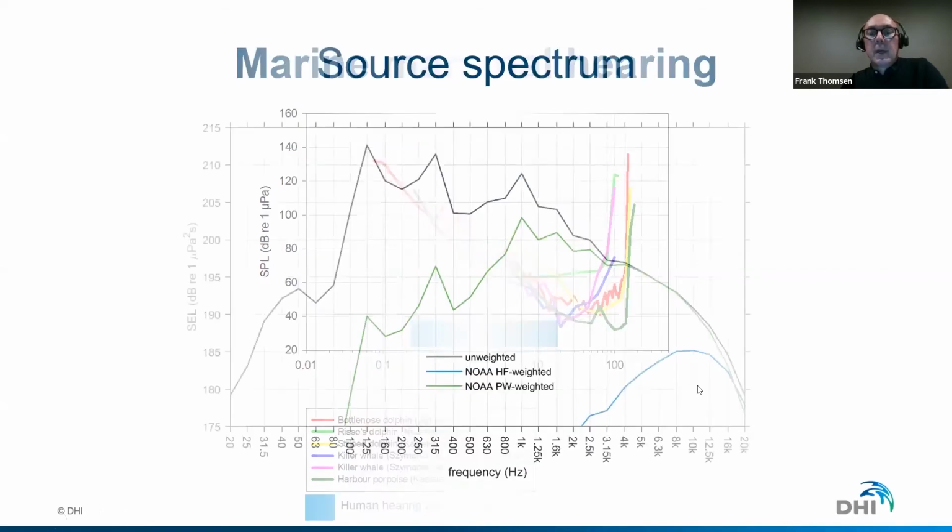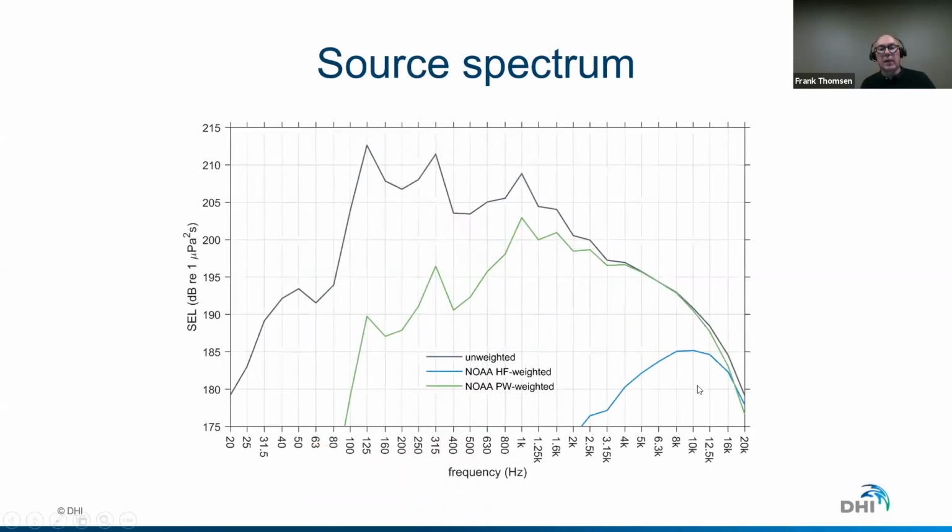And that means that you have to weight your sounds when you want to do an impact assessment. And this principle of the weighting is shown here. Again, you got frequency on the x-axis and the sound pressure level, sound exposure level actually, on the y-axis. And you can see here what we call a spectrum source level.